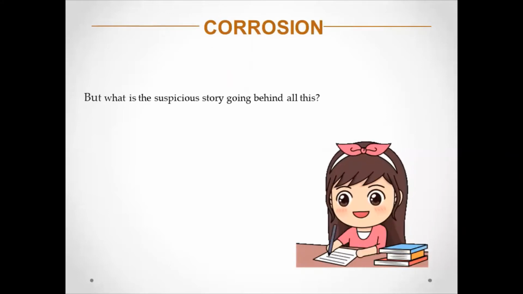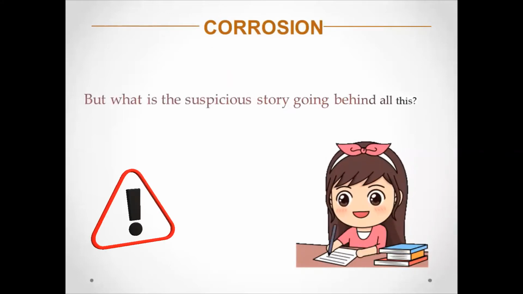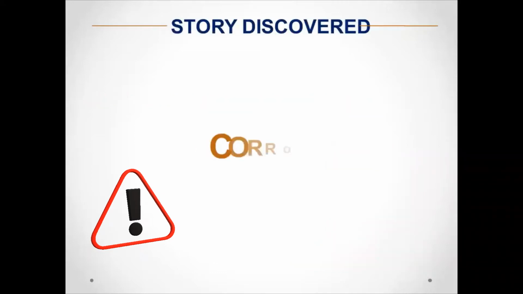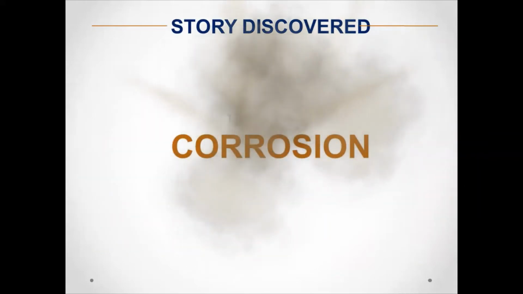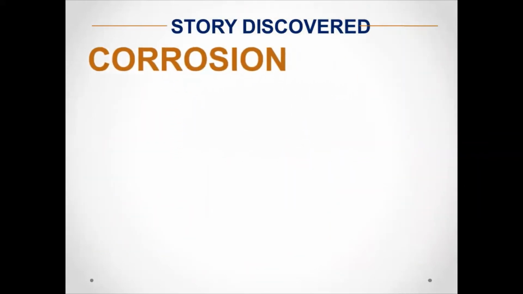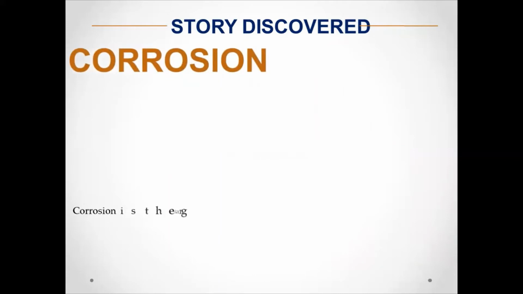But what is the suspicious story going on behind all this magic? I fetched all the books, and look what I discovered. It is nothing else but corrosion, the process that involves gradual degradation or deterioration of a metal surface due to the action of air, moisture, or acid upon the metal.